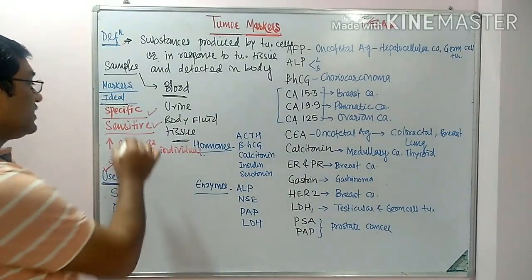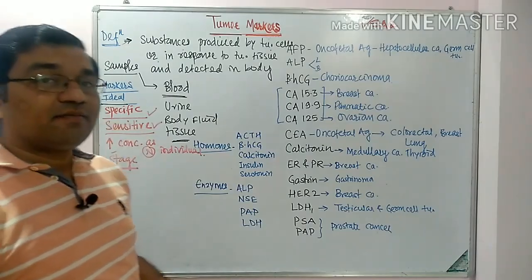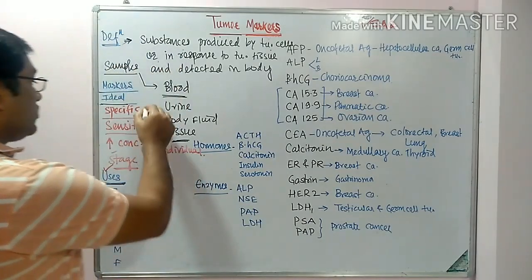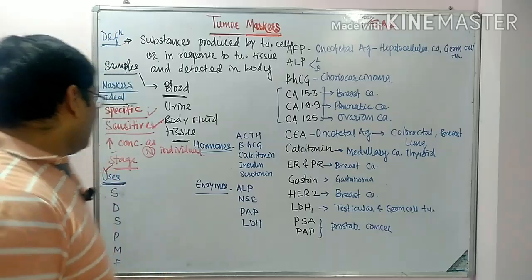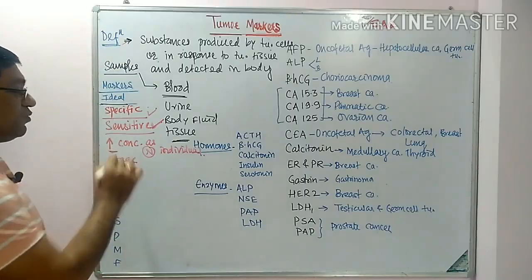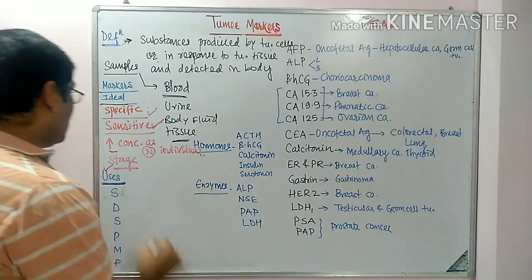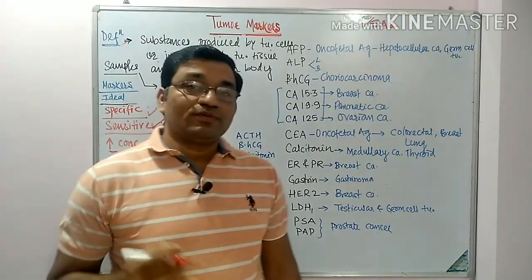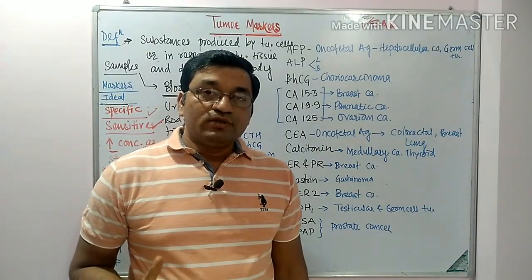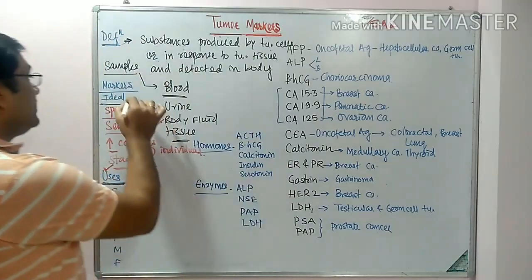So these are the different characteristics of ideal markers. They should be specific for the disease, sensitive enough to be detected by the methods which are available. Then concentration should be more as compared to the normal individual, and they should tell about the stage of the cancer or stage of the disease. Got it? So these are the characteristics of ideal markers.